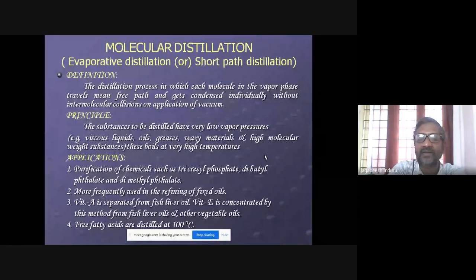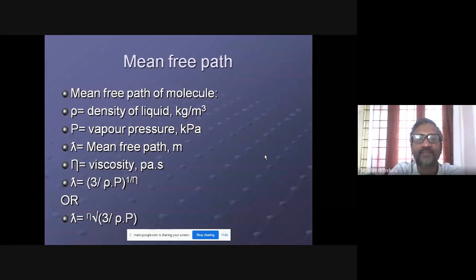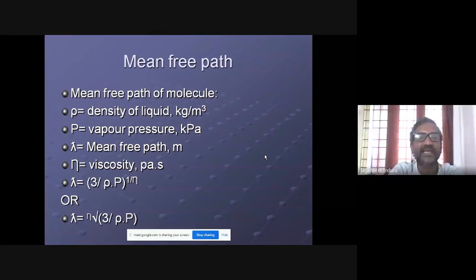This equipment has a variable distance we can adjust between the condenser and the still. There is a formula which is given for the calculation of mean free path: lambda is equal to 3 by rho in P all to the power of 1 by eta. In this particular case, rho is density, P is the vapor pressure of the liquid we are taking in our distillation process, and eta is the viscosity.